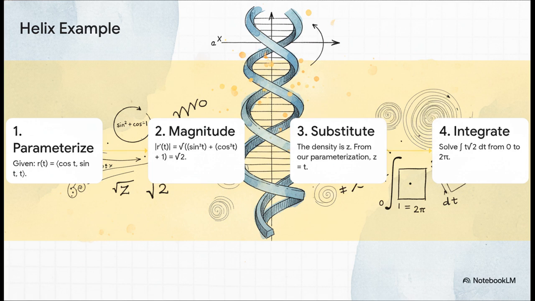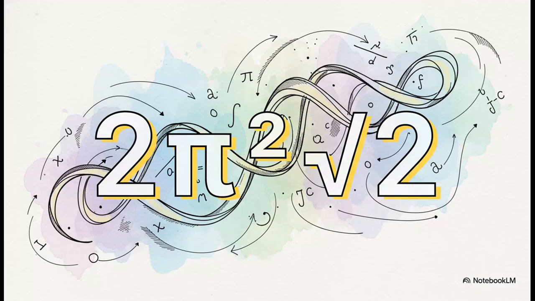Awesome. On to step 3, substitute. Our density function is simply z, and if we look back at our parameterization, we can see that z is just equal to t. Easy enough. Finally, step 4, integrate. We put all the pieces together. We're going to integrate our function, which is t, times our arc length element, which is the square root of 2, all with respect to t, from 0 to 2 pi. And when you solve that pretty simple integral, boom, there's our answer. The total mass of that whole helical wire is 2 times pi squared times the square root of 2. It looks like a really complex problem, but our recipe just tore right through it.